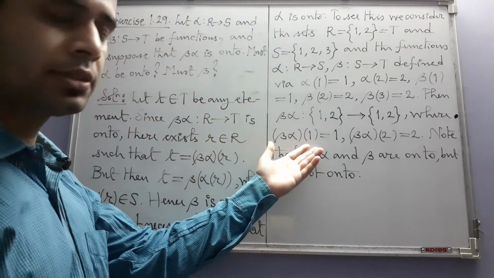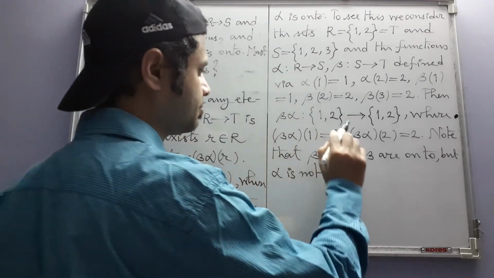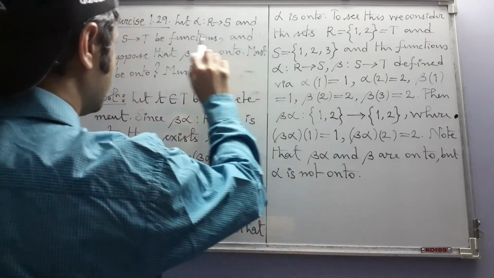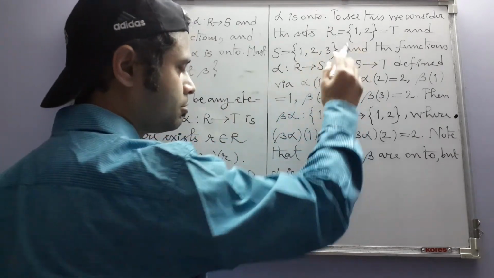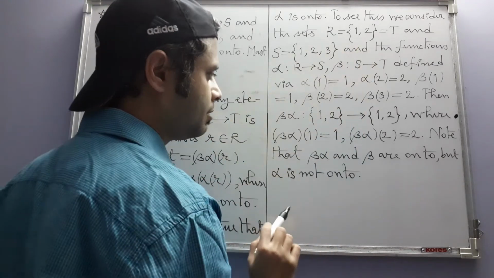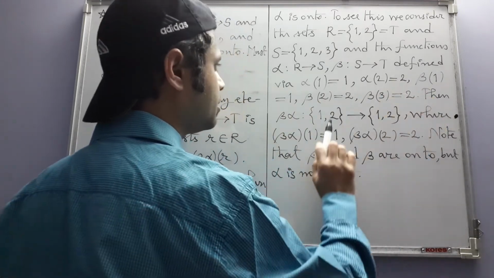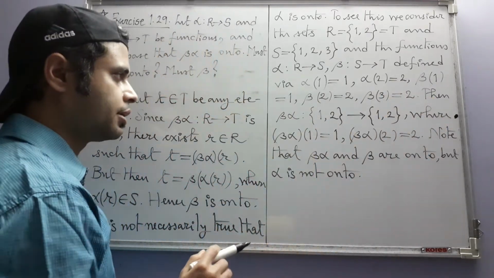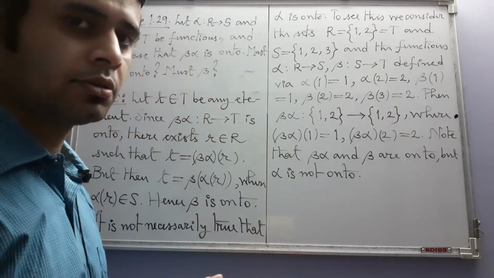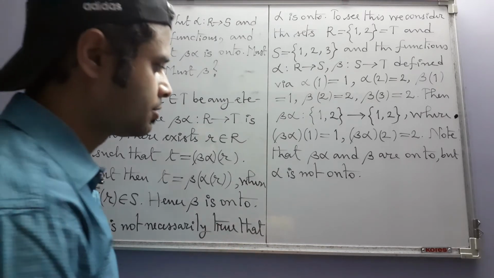Beta alpha is onto, we can see from here. Beta is also onto because what is the codomain for beta? The set T, that means this. You choose any element from T, which will either be 1 or 2. 1 has an inverse image under beta, and that inverse image is 1. And 2 also has an inverse image under beta. In fact, 2 has two different inverse images under beta, 2 and 3. The presence of at least one inverse image is enough to say that it's onto.